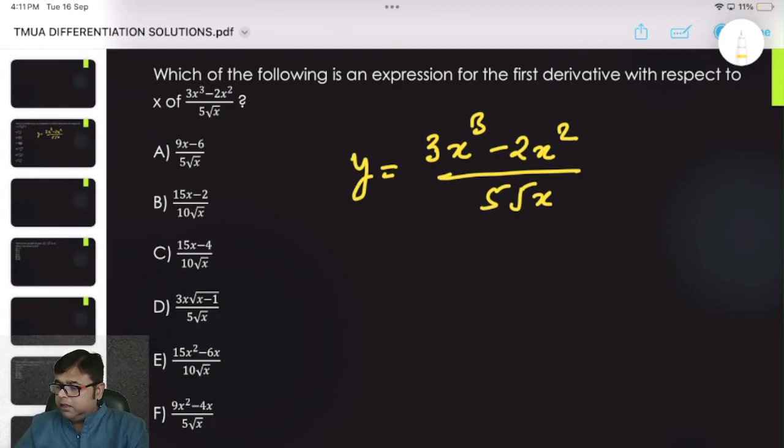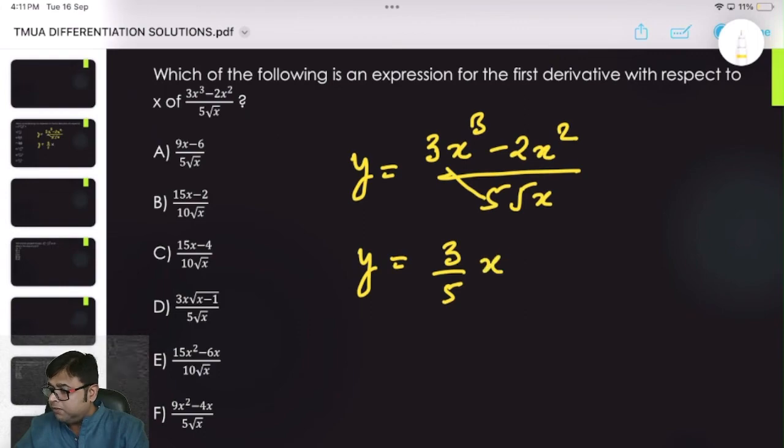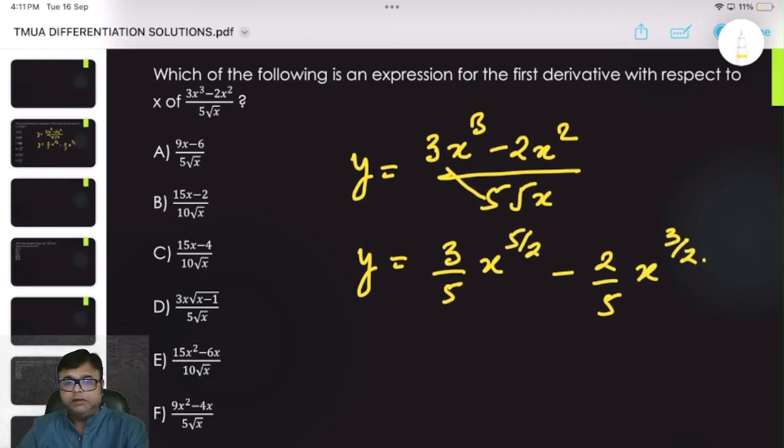Now, simple. First of all, I can rearrange it a bit. So I can say it's 3 by 5. If I divide 3x cube by this, I'll get 3 by 5 x to the power 3 minus half, which is 5 by 2, minus 2 by 5 x to the power 3 by 2 on dividing. So once I've divided, now I'll just differentiate.